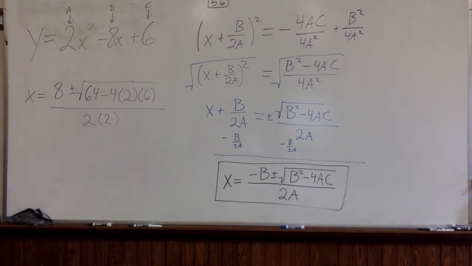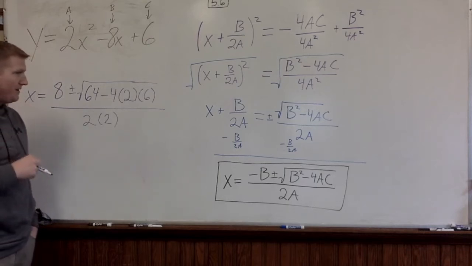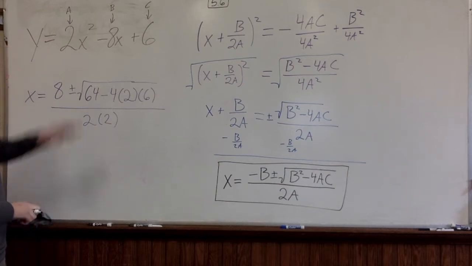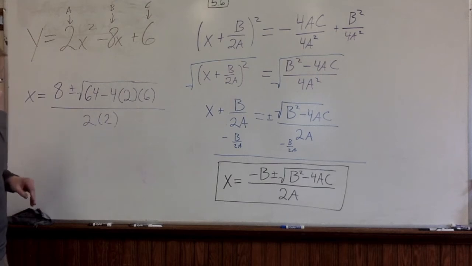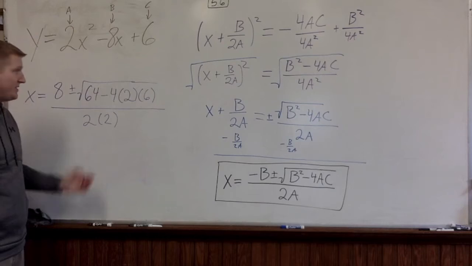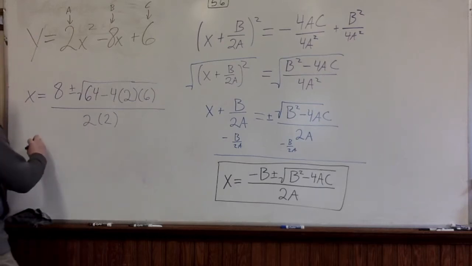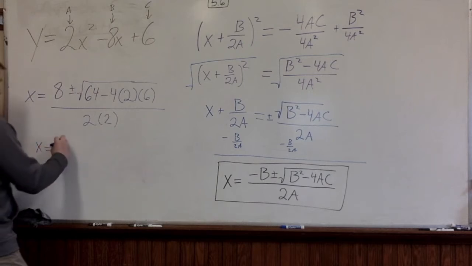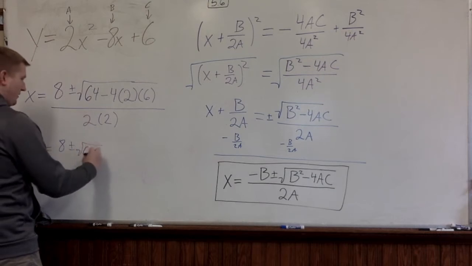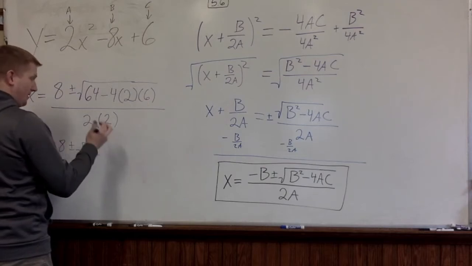All right, now that looks like a lot of garbage, and it is, excuse me, but it sure beats the trial and error method of trying to factor all that stuff. And this might look scary, but it's just some very simple multiplication and subtraction. So let's just take this one piece at a time. I'm going to keep the 8 plus or minus the square root. All right, so 64 minus 4 times 2, that's going to be 8. 8 times 6, that's going to be 48.